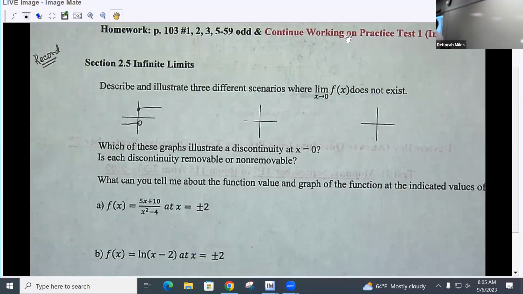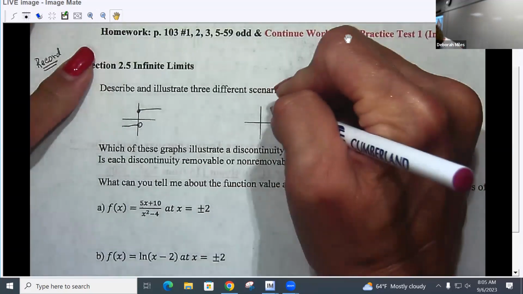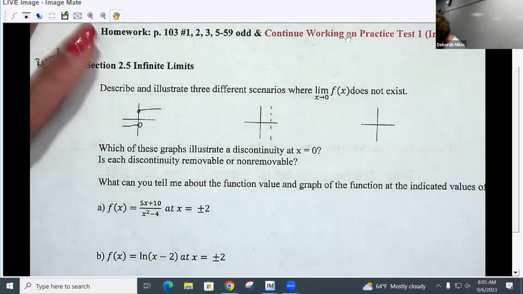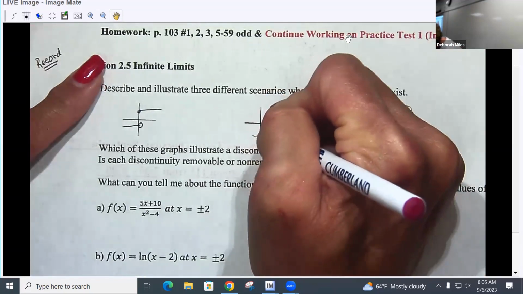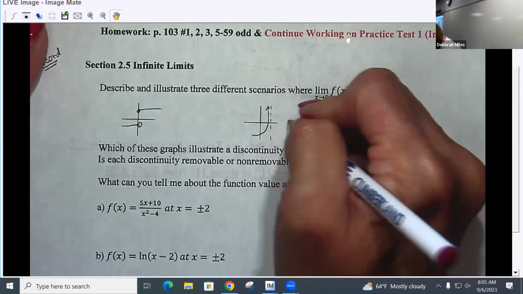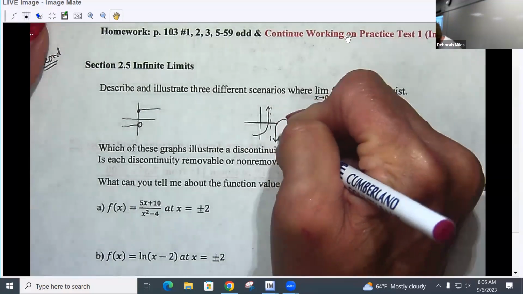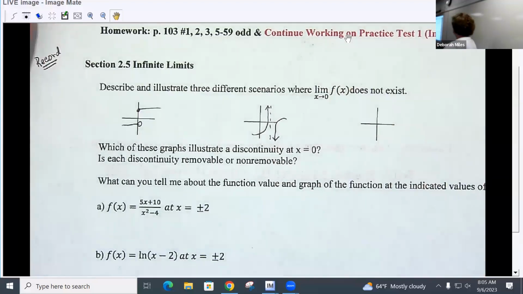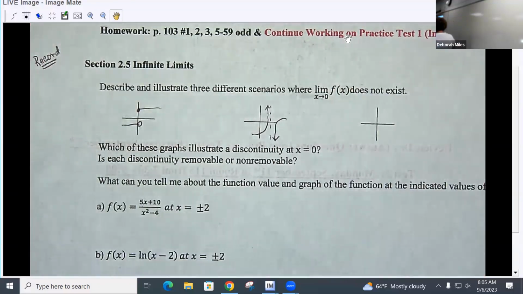What do you think, Rachel? When it takes off towards infinity or negative infinity. Okay, sounds good. What about if we have a vertical asymptote and a graph that approaches either infinity or negative infinity, or maybe infinity from one side and negative infinity from the other. Can you think of that third really weird situation where we said the limit didn't exist?